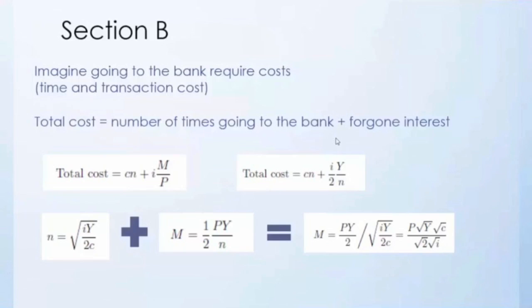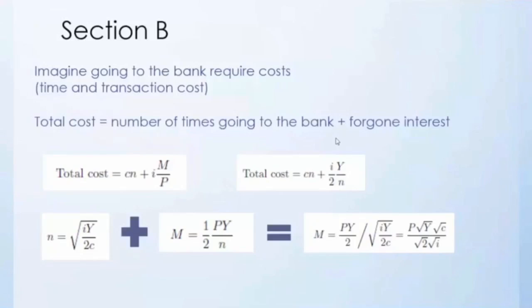and then find the optimal n, where it minimizes our total cost, we just differentiate this total cost equation with respect to n. After doing so, we get this equation. And a combination of these two will give us this last equation. What is this last equation? The last equation that we see is our money demand, which is derived in terms of P, the price, Y, your output, C, your transaction cost, and your interest rate.